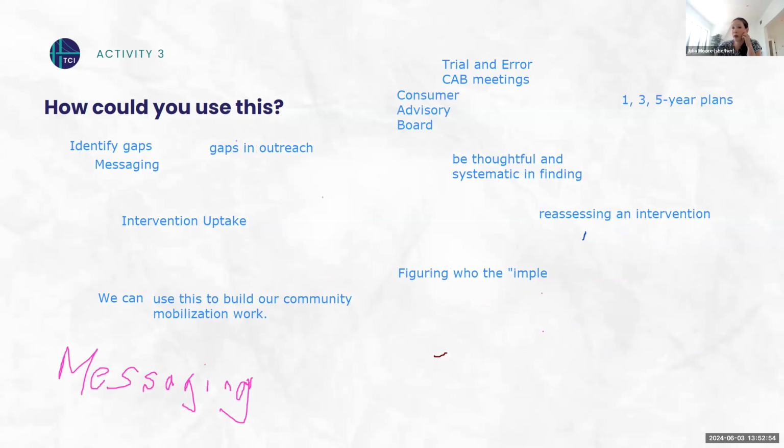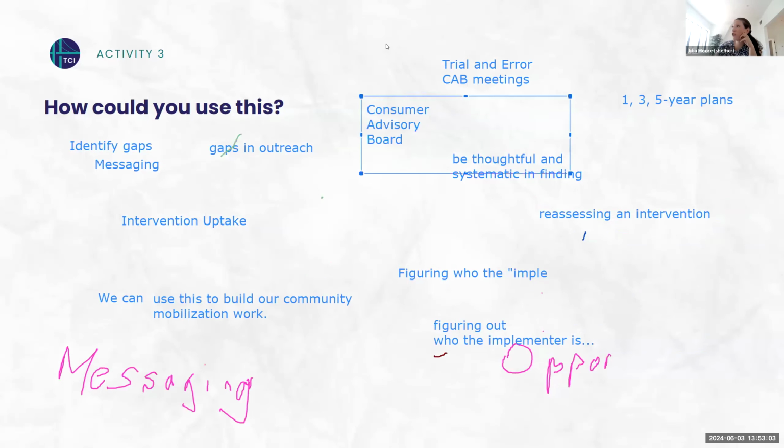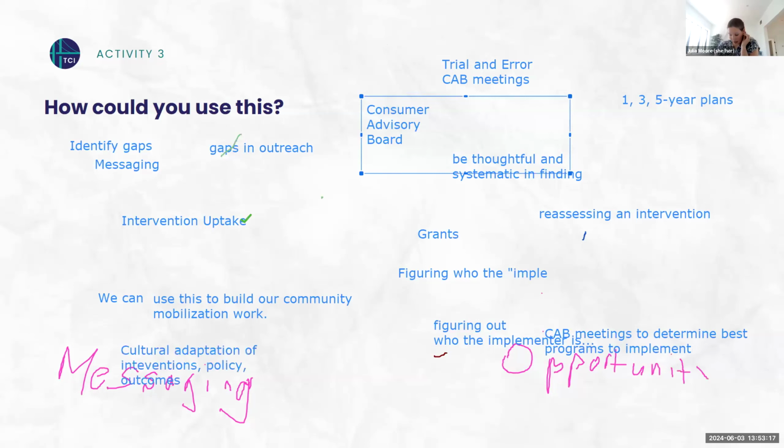Awesome. So I'm hearing things about community mobilization, figuring out who the implementer is, being thoughtful and systematic through consumer advisory boards, trial and error, gaps in outreach, people talking about using them with quality improvement, better understanding things on multiple different levels. And there were some great comments earlier about tailoring, adapting, and drilling down. And so we would absolutely agree.